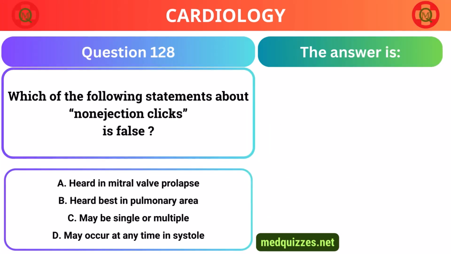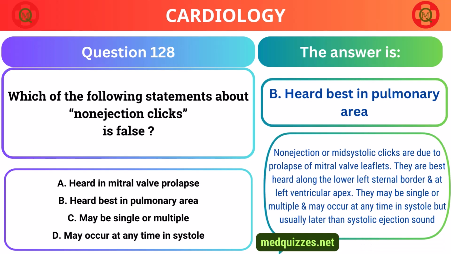The question 128, which of the following statements about non-ejection clicks is false? The correct answer is B. Heard best in pulmonary area.